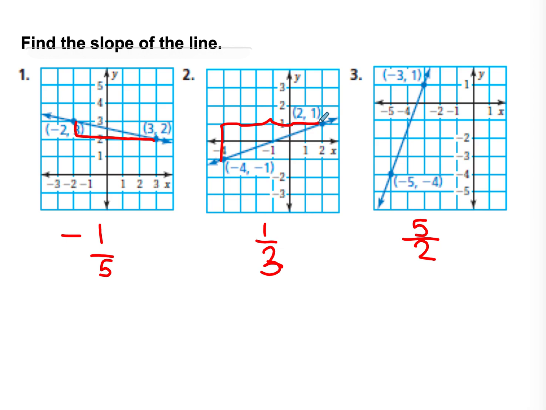And then for our last one here, that is a positive 5/2. Again, you have to count your rise first. So that's going up 5 and then going over 2. So 5 over 2. And again, we don't want to make that into a mixed number unless it's a story problem situation where a mixed number stands for a certain thing.